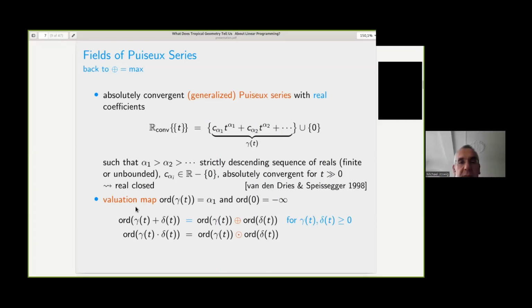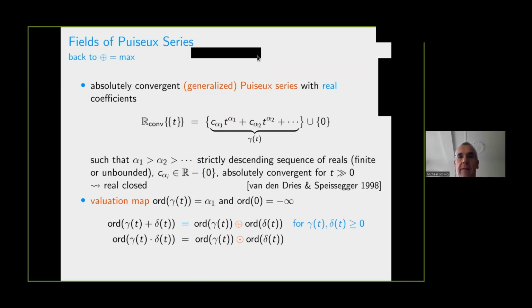So the upshot is this map provides a semi-ring homomorphism from the semi-ring of positive real Puiseux series to the tropical semi-ring that I just defined. And the positivity is decided by the coefficient of the highest order term. So you have the highest order term and it has a coefficient C alpha 1, and if this is positive, then the entire series is called positive. And yeah, so these are the properties that we have.